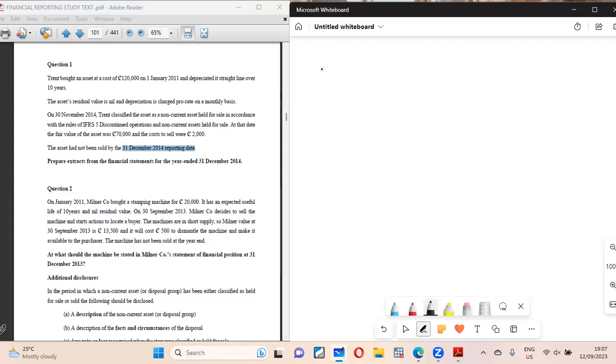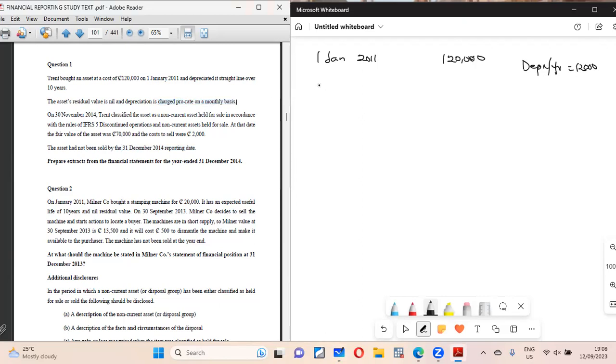Now watch this one carefully. We are told that in January 2011, there is an asset bought which is 120,000. So that is our cost, the cost of the asset. We are also told that the depreciation is 10 years, which means that every year will be how much? I think 12,000, right? Depreciation per year will be what? 12,000. But we are also told to be careful because they do the thing on a monthly basis.